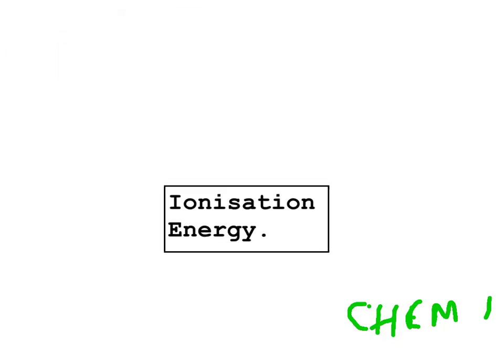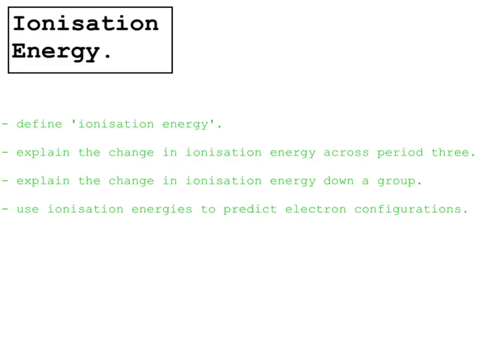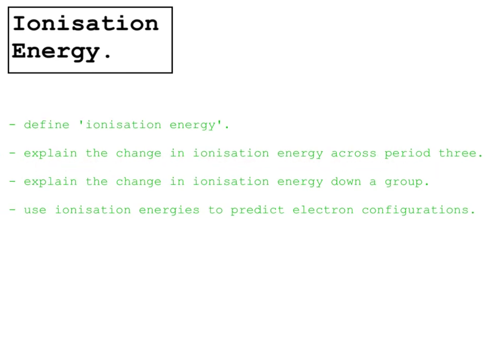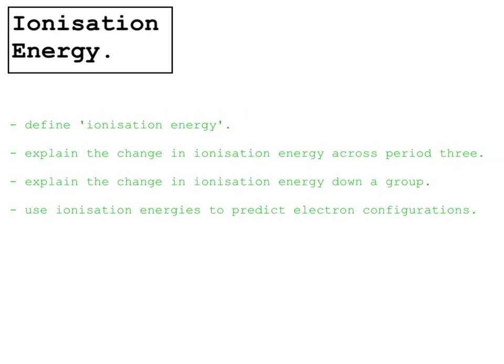In this video I'm going to be talking about ionization energy. So our aims at the end of this video are to be able to define ionization energy. Ionization energy is another one of those terms that you need to be able to give a definition for in an exam. Explain the changes in ionization energy across period 3. Explain the change in ionization energy down a group. And use ionization energies to predict electron configurations.